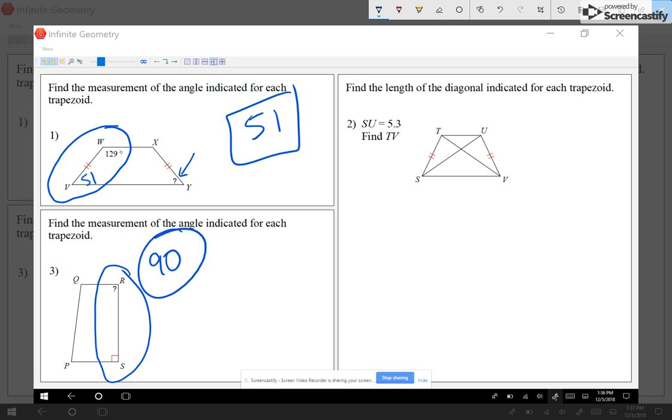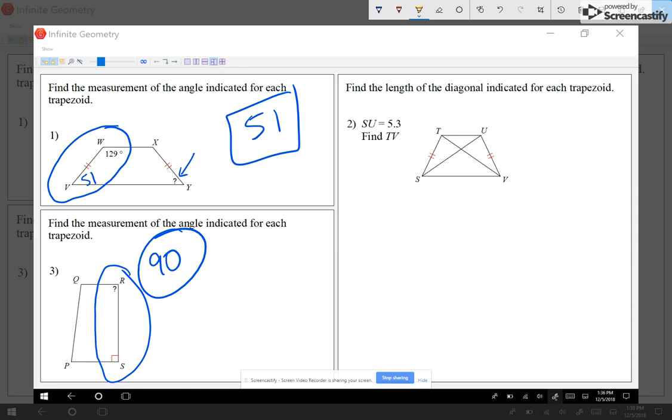Now, angles Q and P on question number 3, I have no idea what they are because it's not an isosceles trapezoid. So sometimes I'll give an isosceles trapezoid like in question number 1. Sometimes no isosceles trapezoid like question number 3. But the two angles on each side add up to 180. Then we're also going to talk about the diagonals.